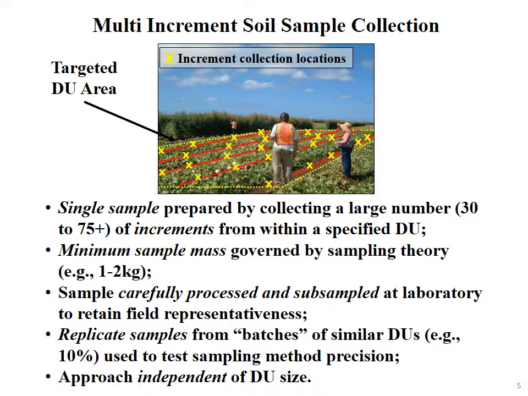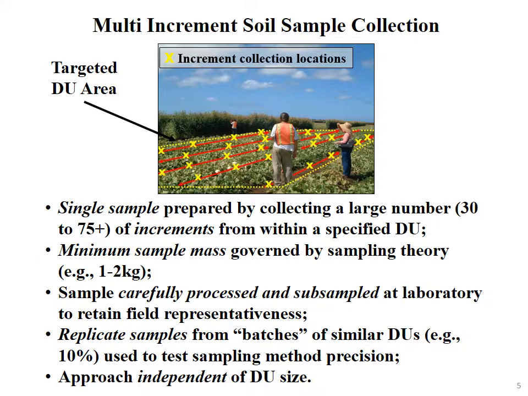So how do you know that one sample is representative? Well, similar to the way laboratories do a quality control test for method precision, you'll collect replicate samples from a batch of similar DUs. So for example, out of every 10 DUs, in one of these DUs you'll collect triplicate samples. And again, we'll go into this tomorrow. And you compare the results between your replicate samples to get an idea of your sampling method precision.